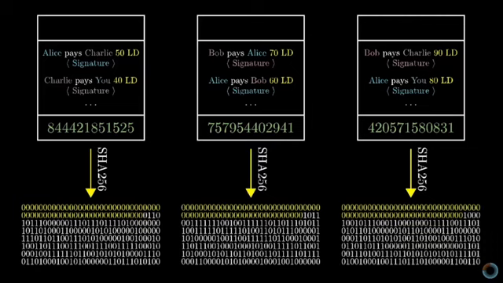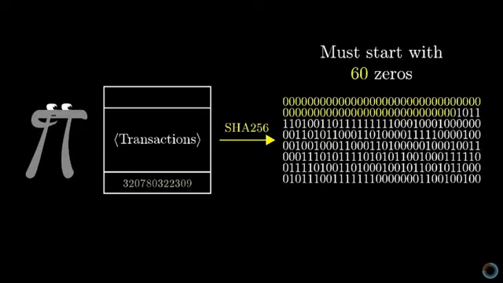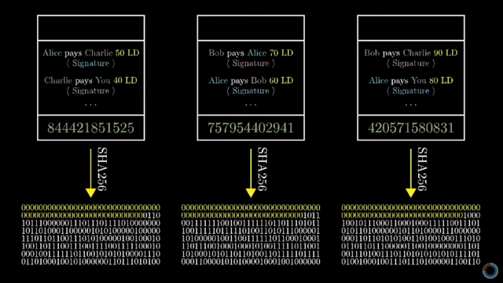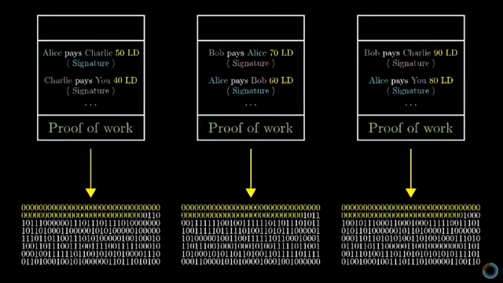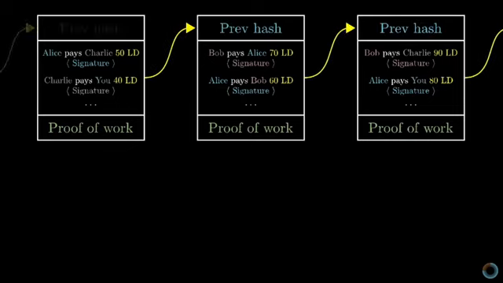For the moment, let's say that it has to start with 60 zeros, but later we'll return to a more systematic way you might want to choose that number. In the same way that a transaction is only considered valid when it's signed by the sender, a block is only considered valid if it has a proof of work. And also, to make sure that there's a standard order to these blocks, we'll make it so that a block has to contain the hash of the previous block at its header.